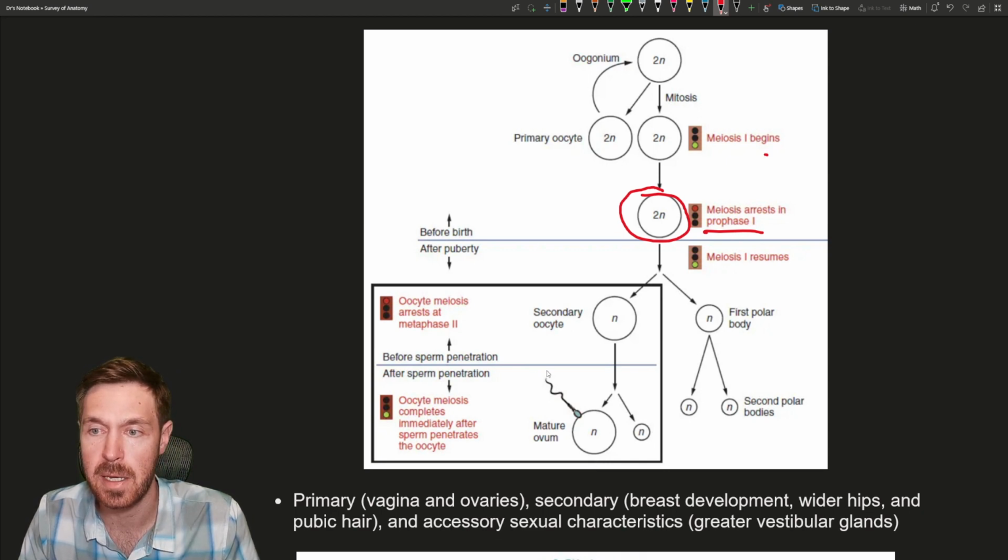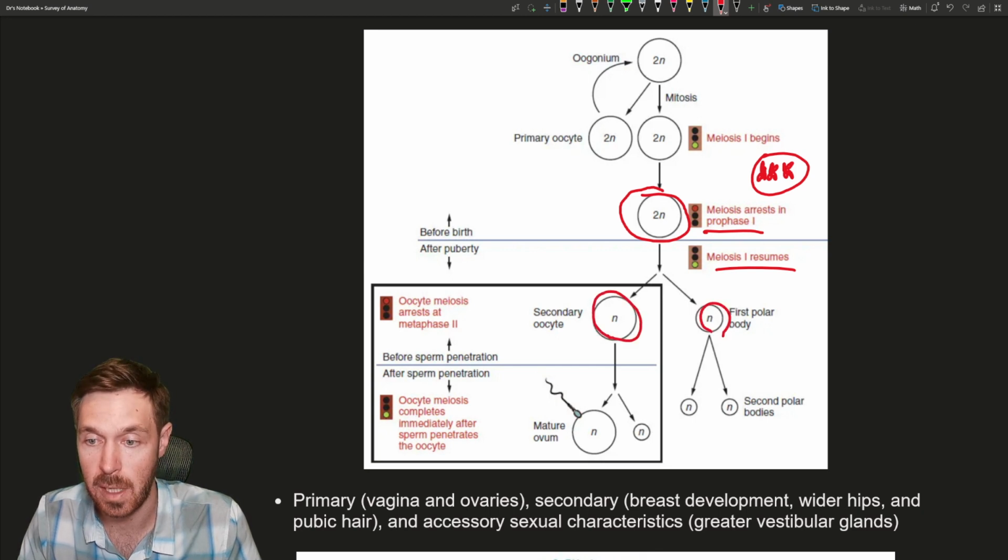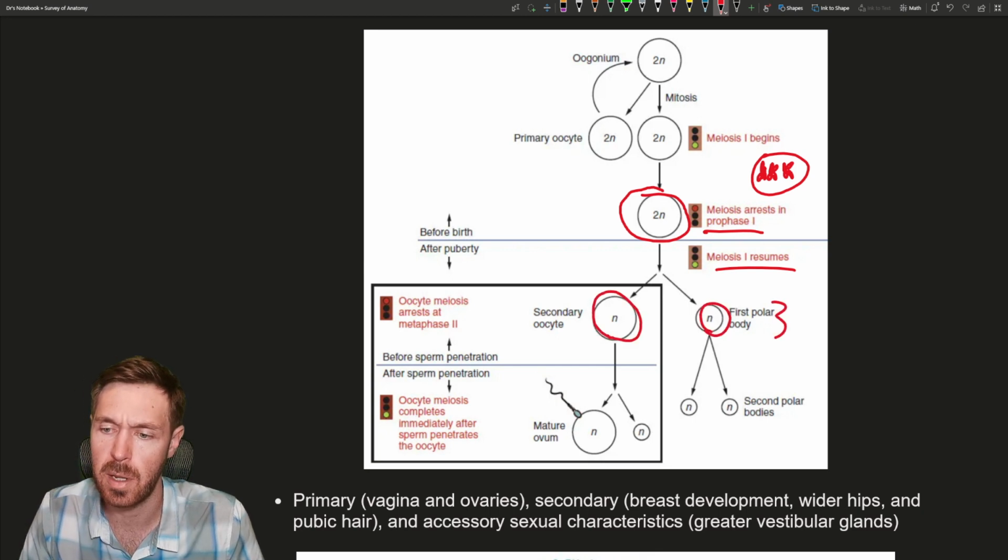So remember prophase 1: if we draw the cell, this is where you can see all the chromosomes. They're all in there, they're condensed, and they're just sitting there waiting. Then after puberty, they continue through meiosis 1, finish it, and go to meiosis 2, where they become a secondary oocyte. Now, we have this term called a polar body.